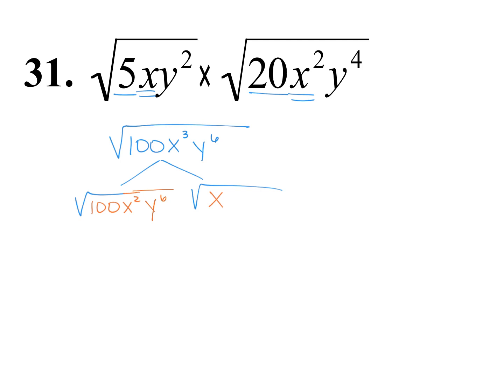Square root of 100 is 10. Square root of x squared is x. Square root of y to the 6th is y to the 3rd, and then you have the square root of x.